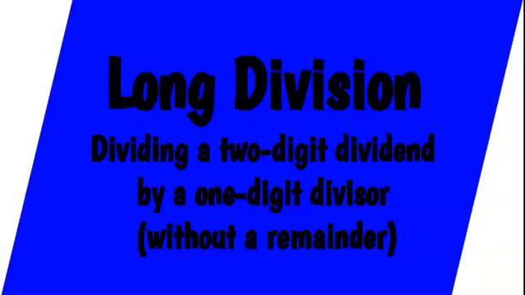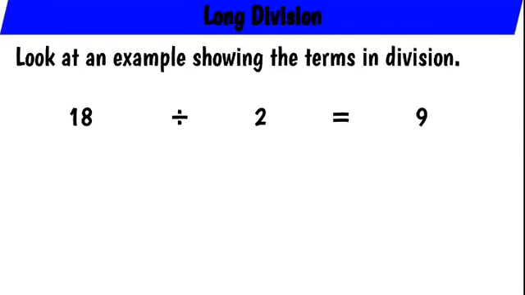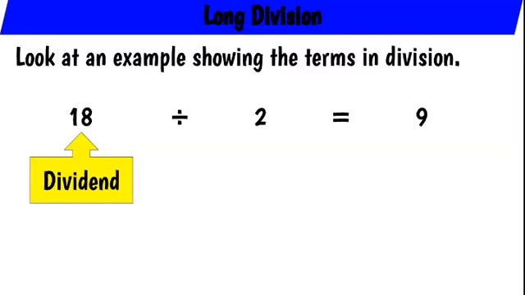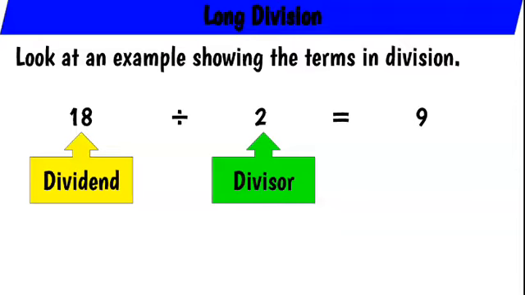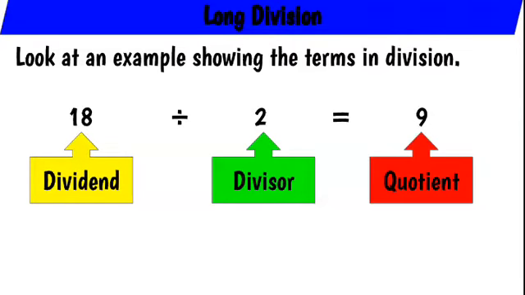Division lesson: dividing a 2-digit dividend by a 1-digit divisor without a remainder. Now let's look at an example showing the terms in division. Our number sentence: 18 divided by 2 equals 9. Introducing our terms: 18 is our dividend, 2 is the divisor, and 9 is the quotient.